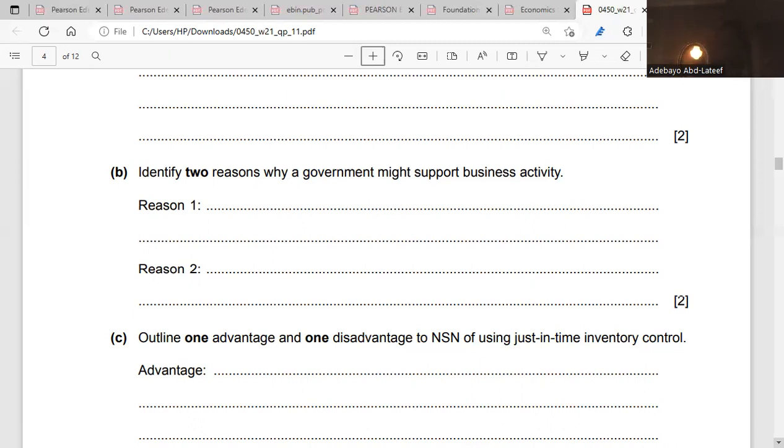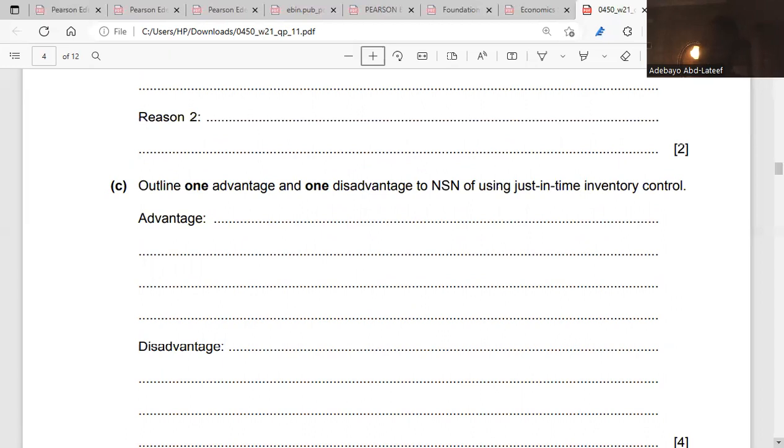See, outline two ways. Outline one advantage and one disadvantage to NSN of using its just-in-time inventory control.